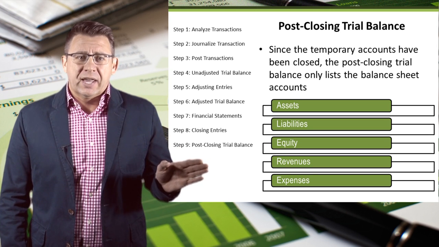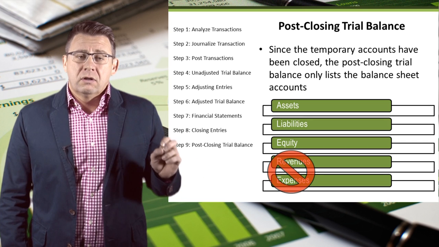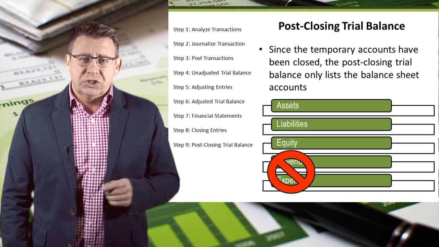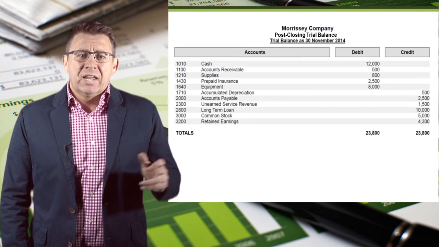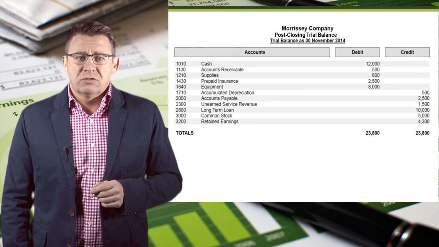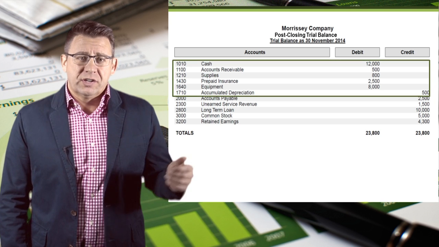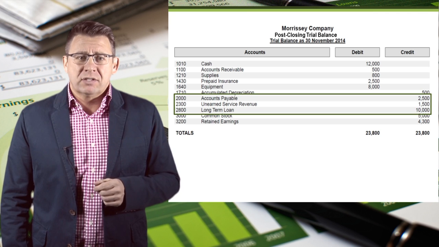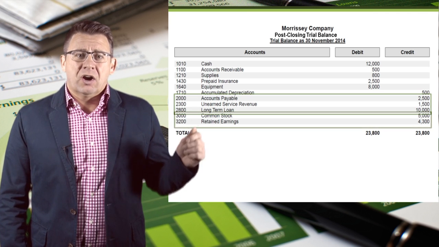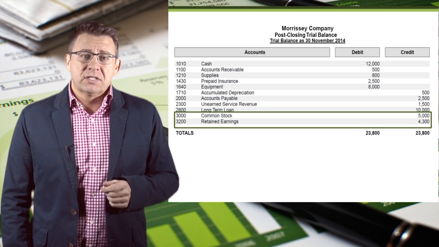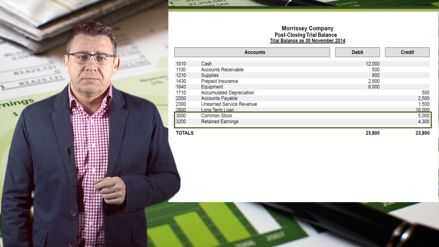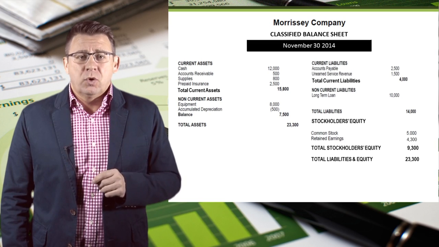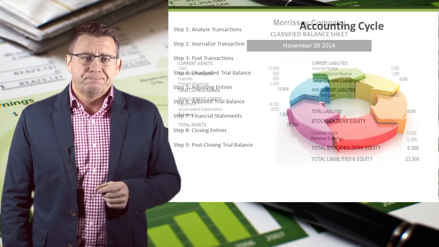Since the temporary accounts have been closed, the trial balance will only list balance sheet accounts. Here is an example of a post-closing trial balance. Notice it includes our asset accounts, our liability accounts, and our balance sheet equity accounts, common stock and retained earnings. Now you can see those accounts match up with what was reported on the balance sheet.